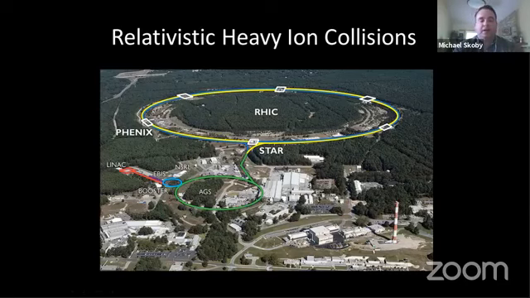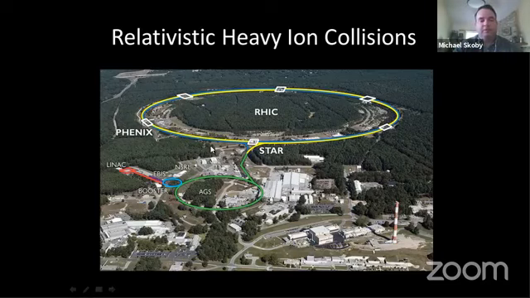And it's when they cross at these intersection points that the ions collide with each other. And we have particle detectors that are centered around where these collisions take place to measure the stuff that comes out. So you'll notice two experiments are labeled here. There's the Phoenix experiment and the Star experiment.